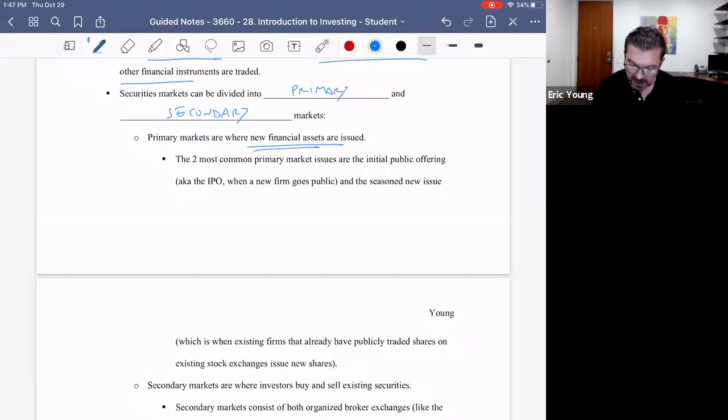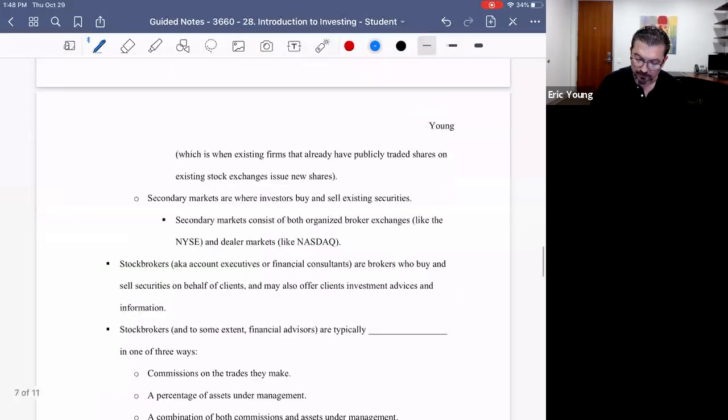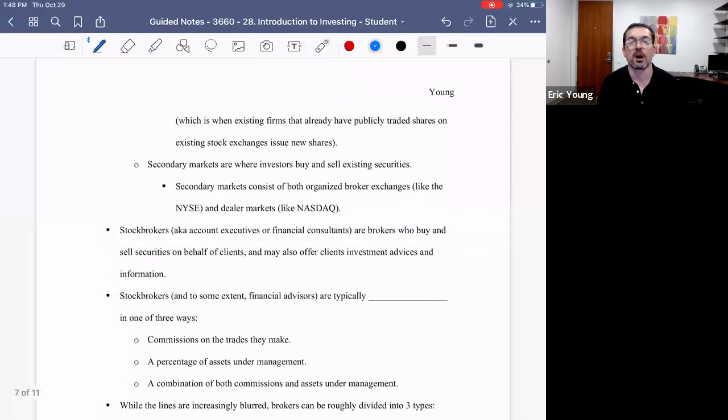The two most common primary markets are the IPO, the initial public offering market. That's where a new firm goes public to issue stock. The second primary market is what's known as the seasoned new issue. Whereas an IPO is when a new firm goes public, with a seasoned new issue, an existing firm that already has publicly traded stock simply issues more shares in an attempt to raise more capital, okay?